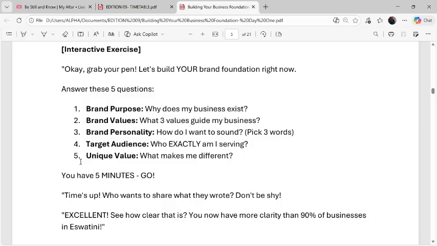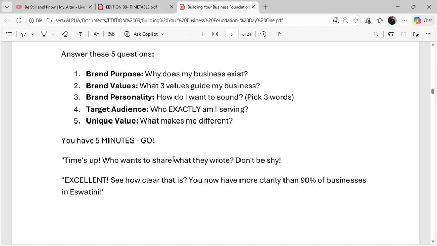This exercise is very much important because it is going to guide you. Even if you are really going into business, make sure that you write this one down. It will give you just a very good picture of what you are going to be dealing with.